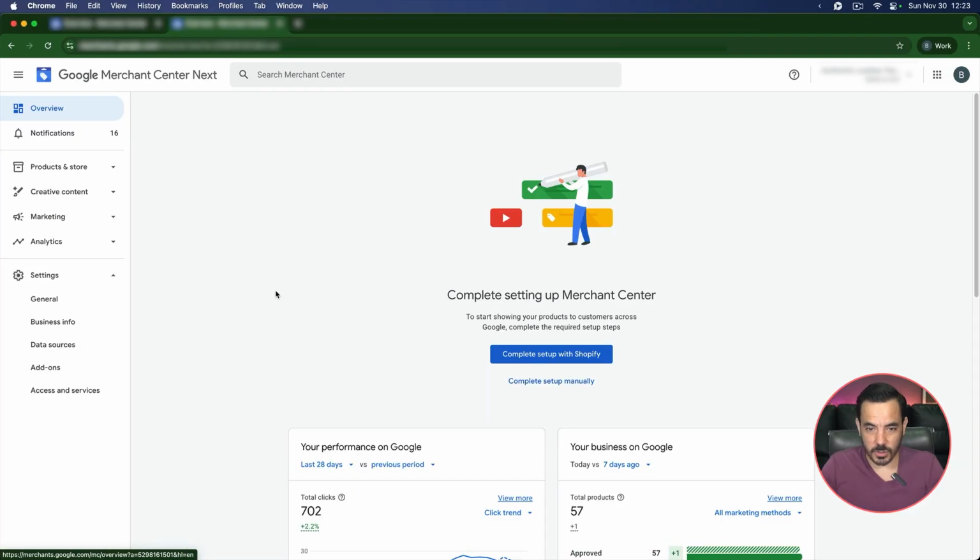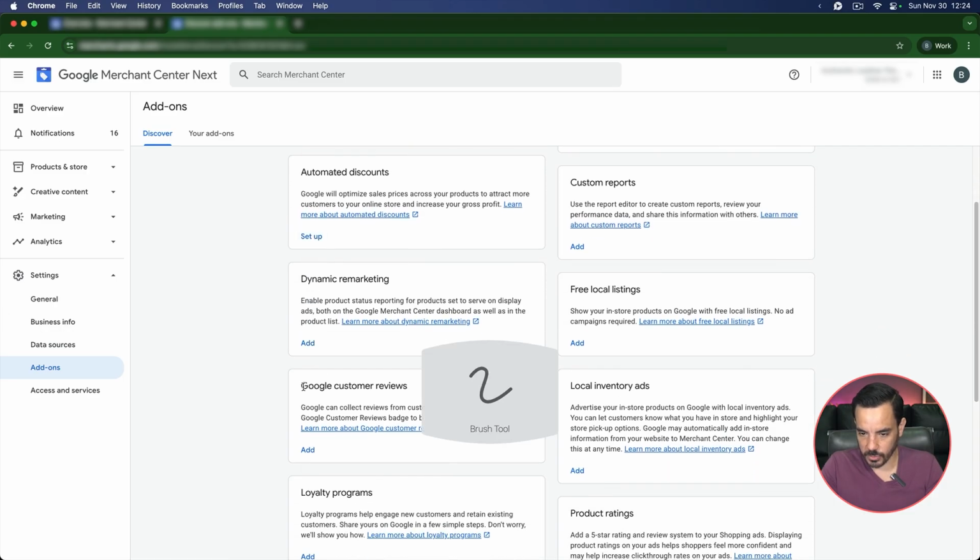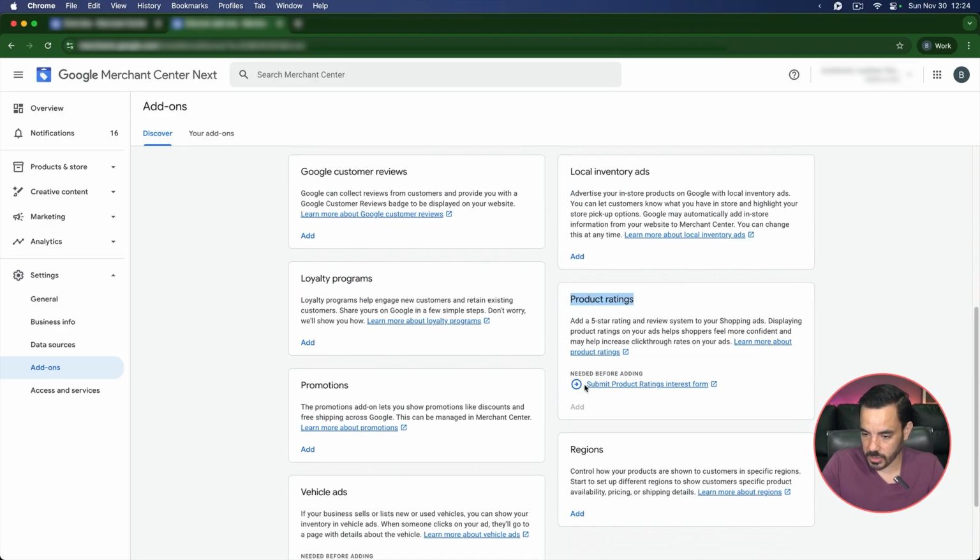Okay guys, so in Google Merchant Center, if you haven't set up product ratings and Google customer reviews before, what you're going to want to do is come down here to add-ons. So under settings, then you've got add-ons. So click on add-ons, and then in here, you're going to be able to find Google customer reviews. So this is where you add that on if you want to enable Google's free customer review widget that collects reviews for you for free. And then product ratings, you're probably going to need to first submit a product ratings interest form like that. And then you'll be able to add it in to your Google Merchant Center setup.